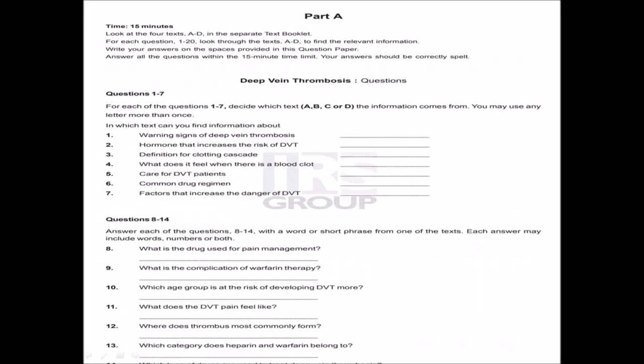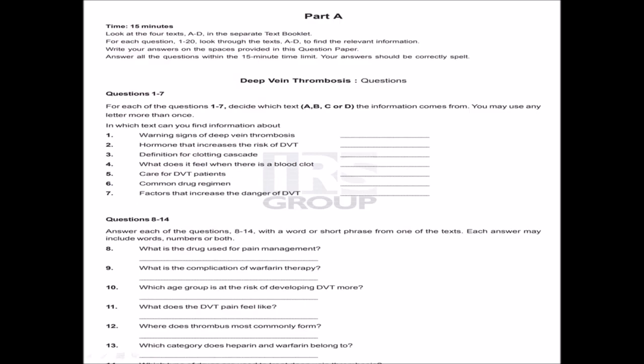Okay, so let me show you the question types in part A. As I have already told you, the first 7 questions will be matching type questions. Look, warning signs of deep vein thrombosis. In which text? You will simply write text A, B, C, or D. Common drug regimes are given in which text? You will simply write A, B, C, or D.